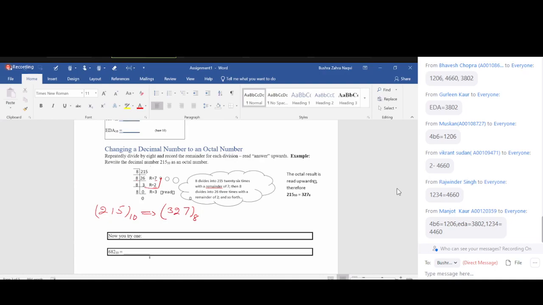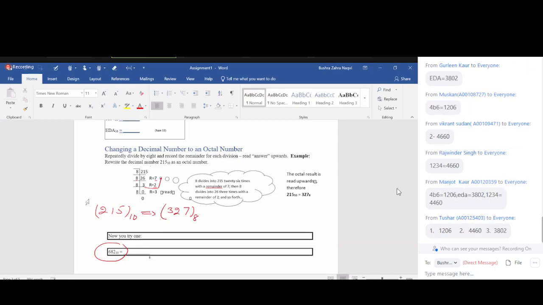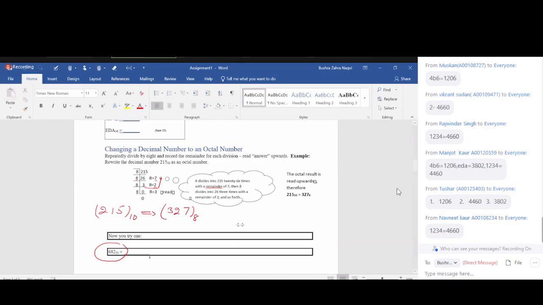So you try 682. Got it? Did you try 682? Same method. Divide by 8 each time until you get something which is less than 8 or 0, right?